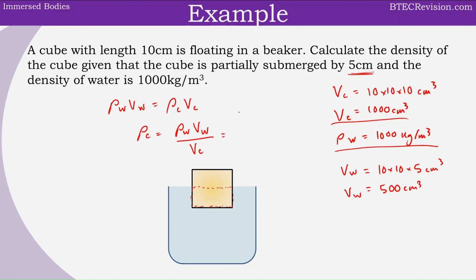So the density of the water is 1,000. The volume of the water is 500. And the volume of the cube is 1,000. And that's going to give us a value of 500 for the density of the cube.